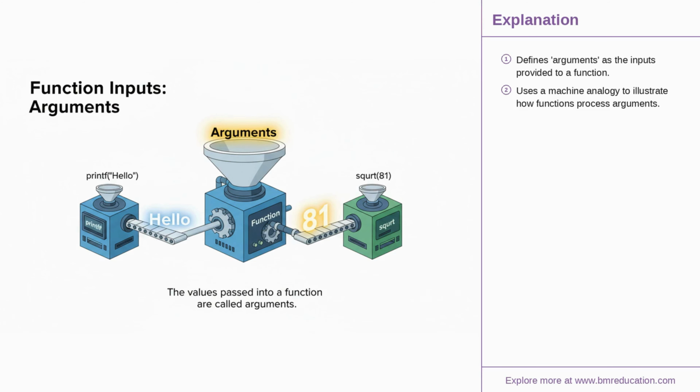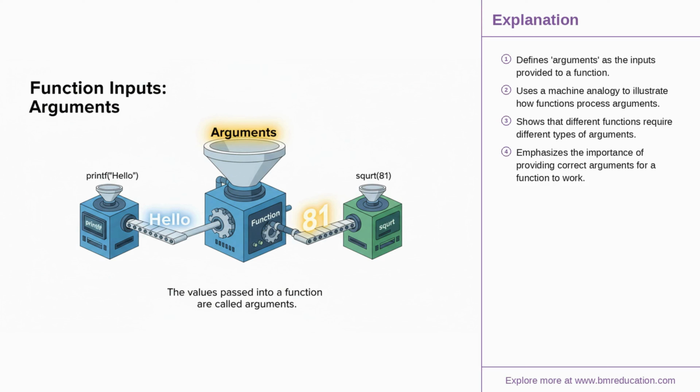The data you provide inside the parentheses is called an argument. A function is like a machine, and arguments are the raw materials you feed it. The printf function's argument is the text you want to display. The sqrt function, which calculates a square root, needs a number as its argument. Providing the correct type and number of arguments is essential for the function to work correctly.